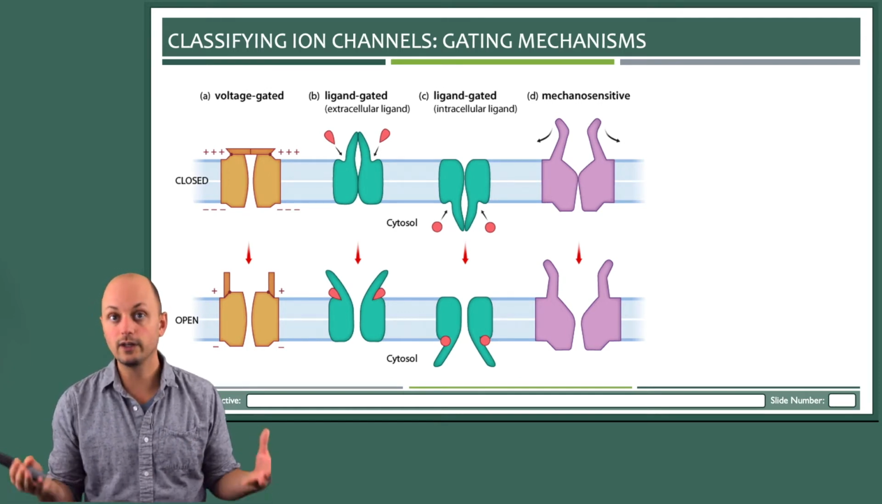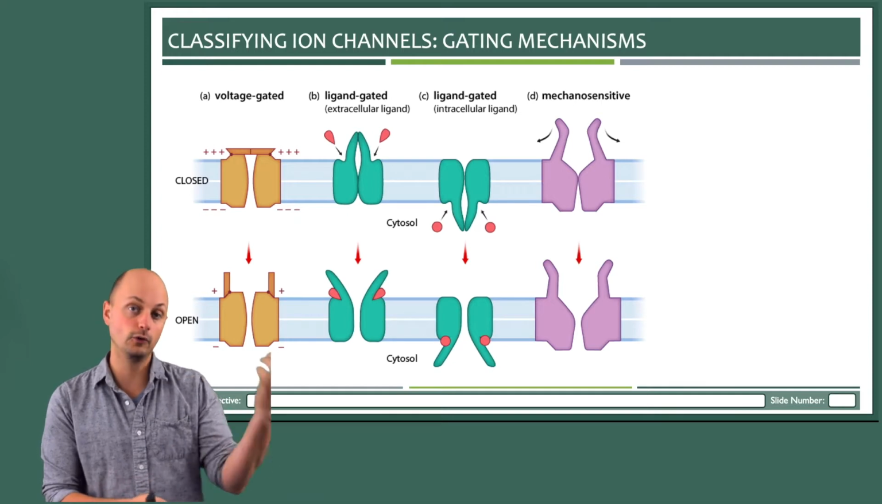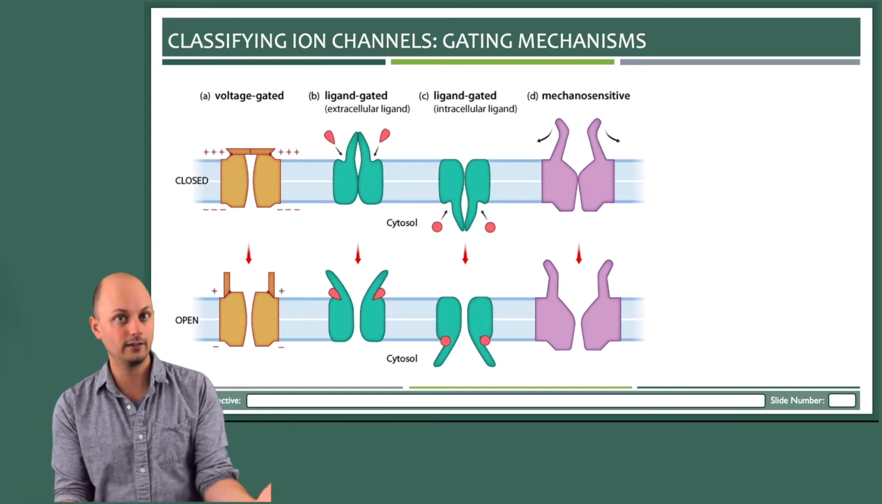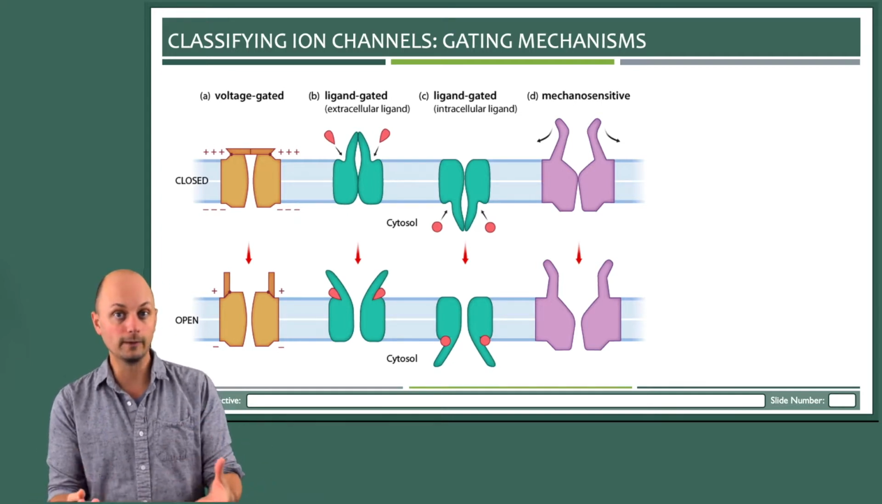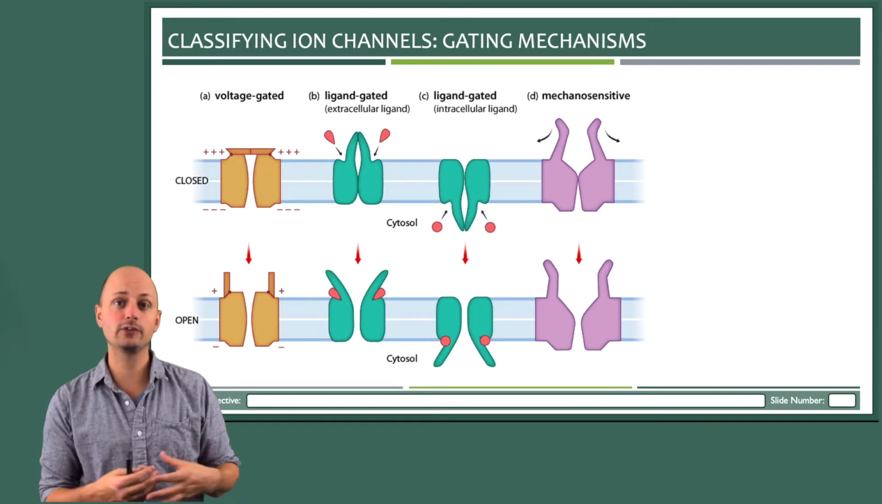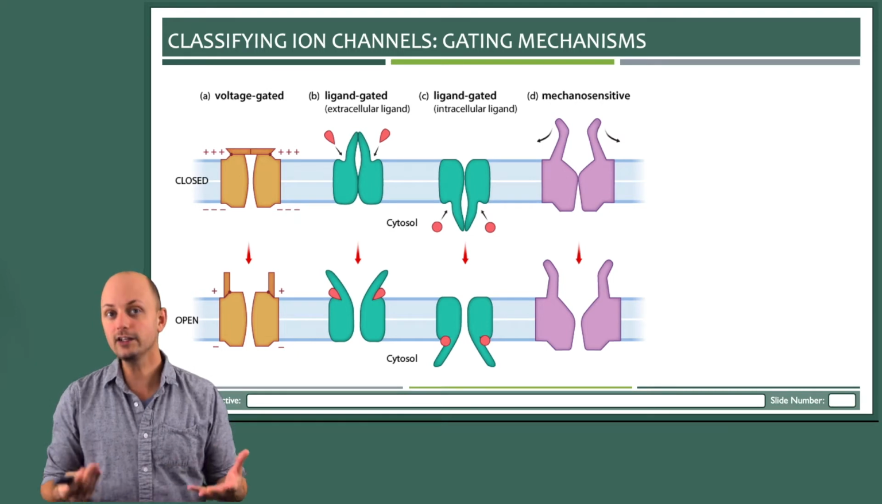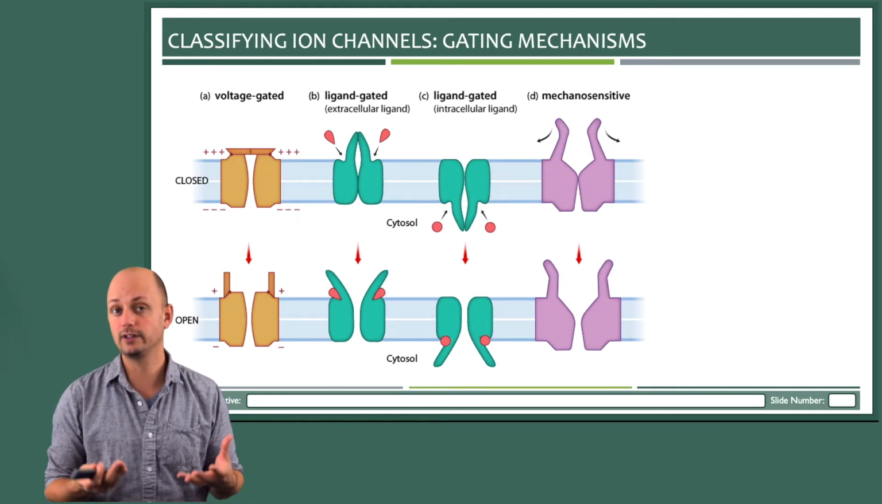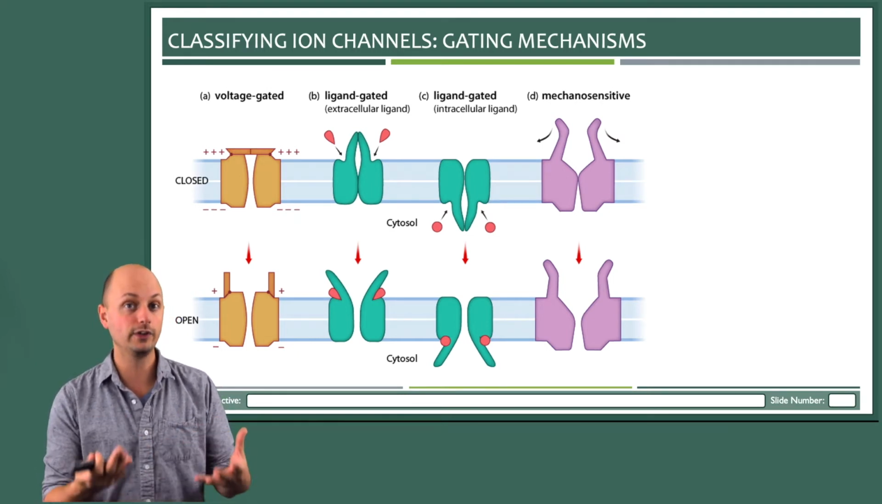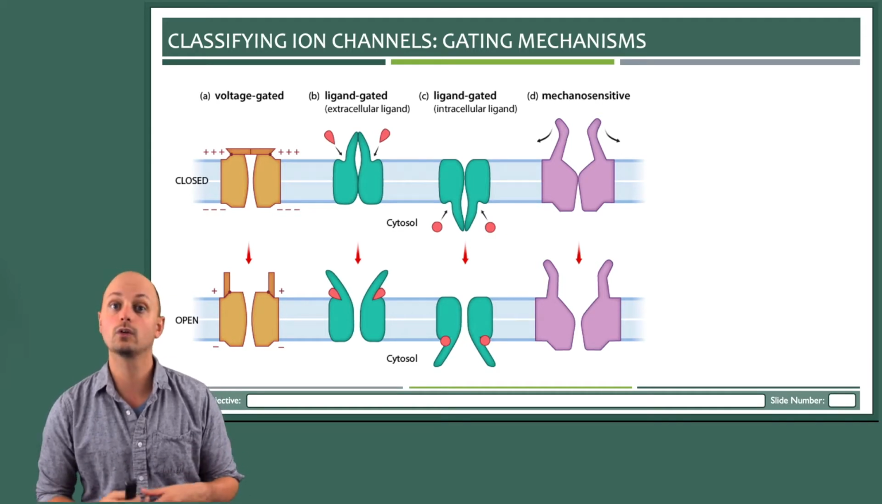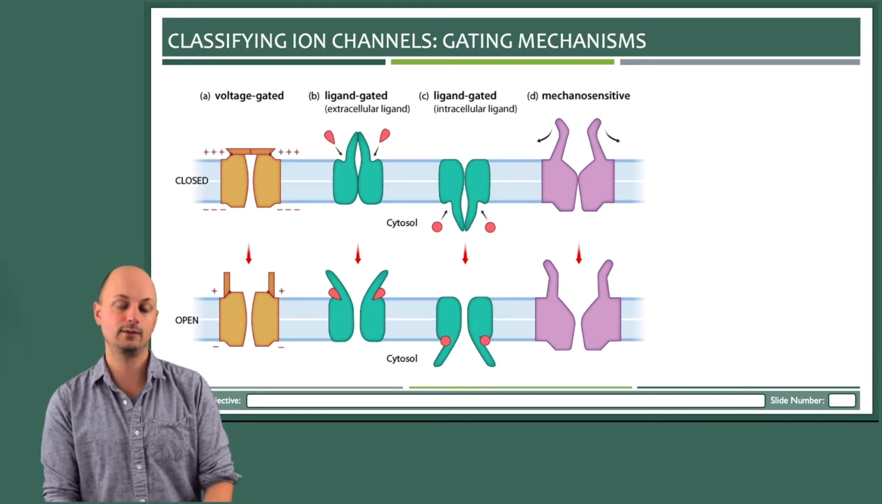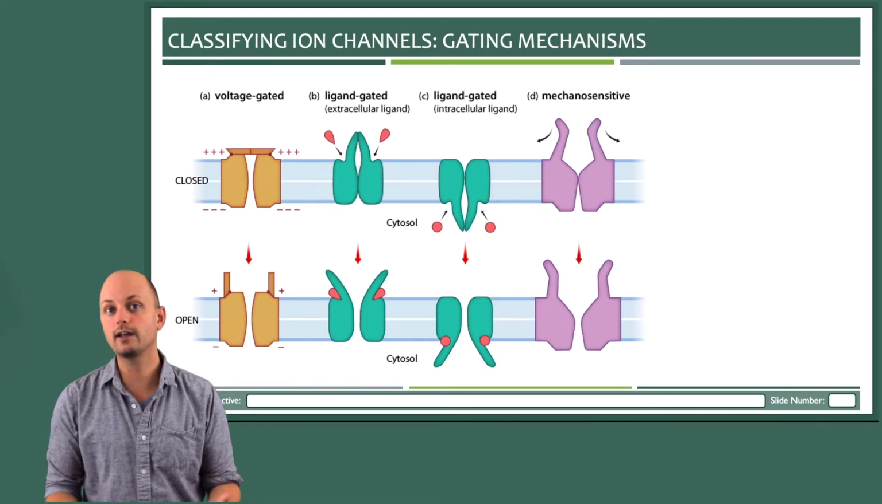Now, regardless of how we open or close the door, whether it's voltage gated, ligand gated, or mechanically gated, when the door is open, we can have tens of thousands of ions per second moving through that pore. And the two classification schemes don't have to be mutually exclusive. So you can have a voltage-gated sodium channel or a ligand-gated potassium channel. And so things can get pretty complicated.